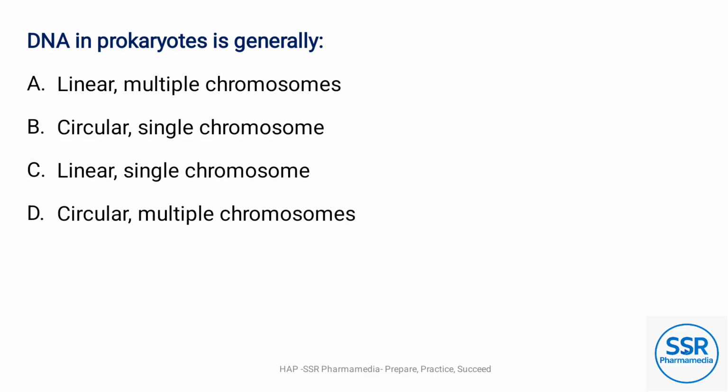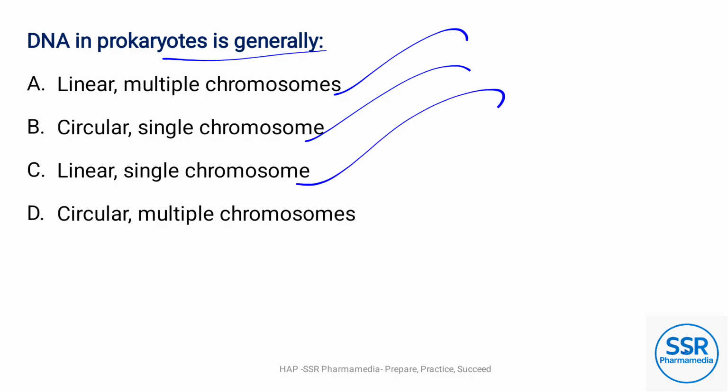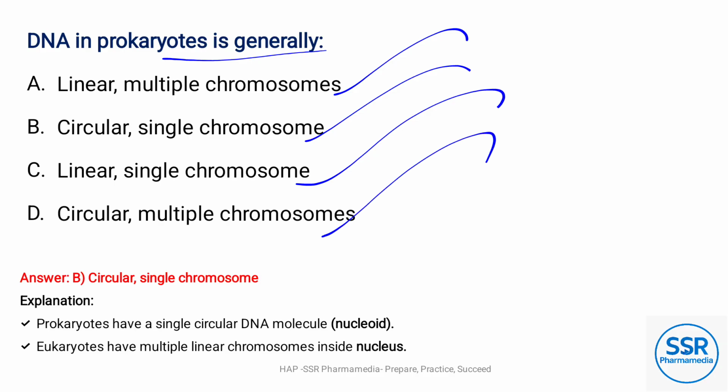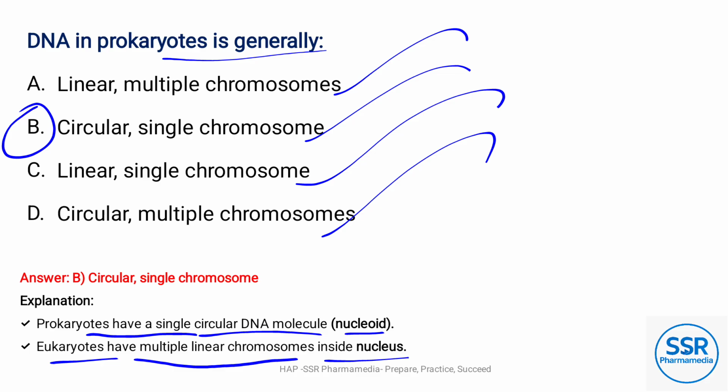Next question. DNA in prokaryotes is generally: option A, linear, multiple chromosomes; option B, circular, single chromosome; option C, linear and single chromosome; option D, circular and multiple chromosomes. Option B is the answer. Prokaryotes have a single circular DNA molecule, in the nucleoid. Eukaryotes have multiple linear chromosomes inside the nucleus.